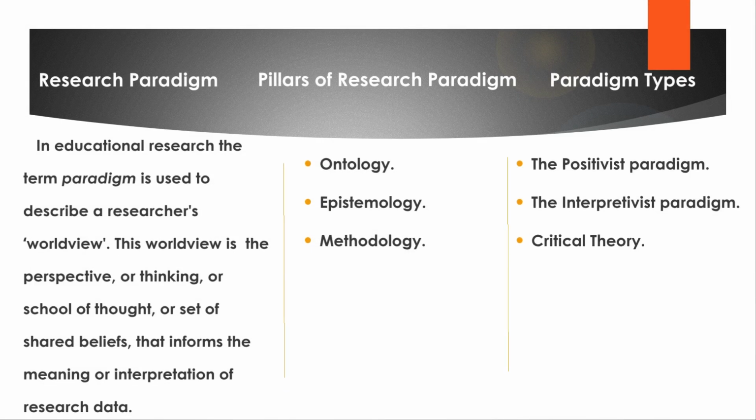Let's start with the titles of the first chapter. 1. Research paradigm. In educational research, the term paradigm is used to describe a researcher's worldview. This worldview is the perspective, or thinking, or school of thought, or set of shared beliefs that informs the meaning or interpretation of research data. It constitutes the abstract beliefs and principles that shape how a researcher sees the world, and how he interprets and acts within that world. The paradigm defines a researcher's philosophical orientation, and this has significant implications for every decision made in the research process, including choice of methodology and methods.